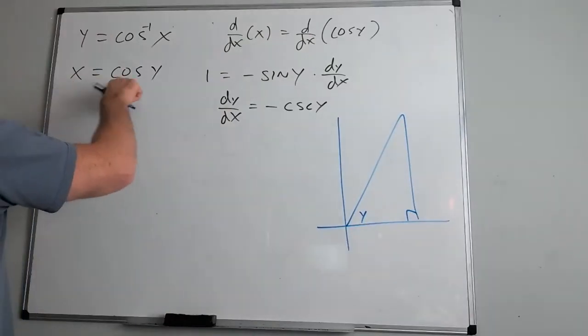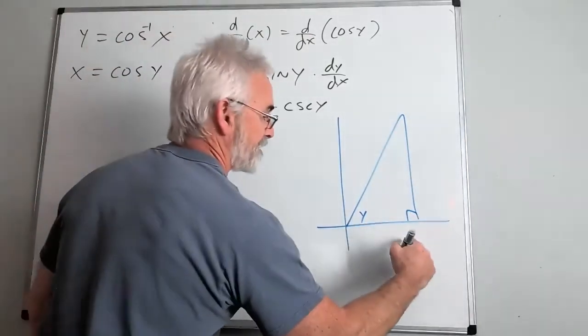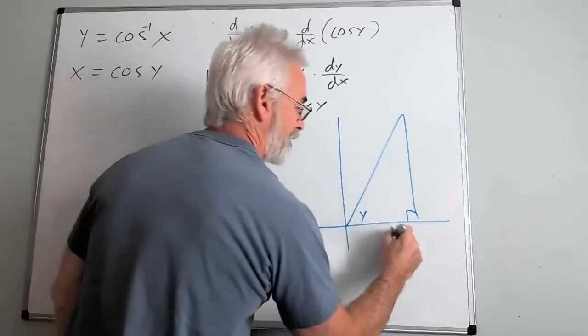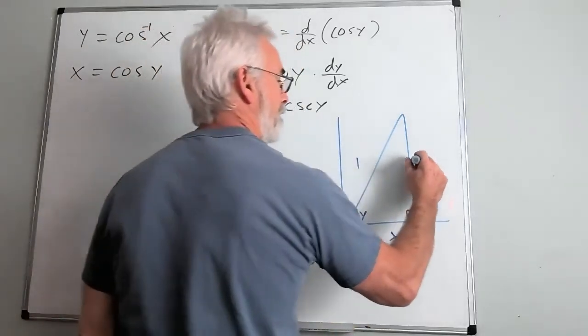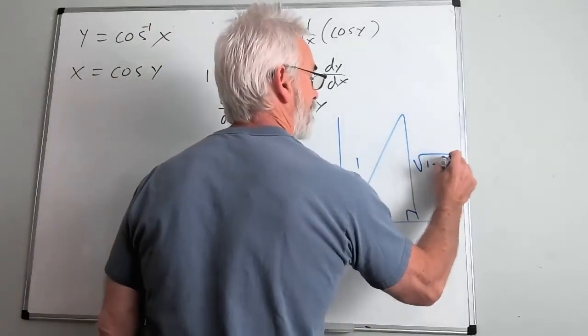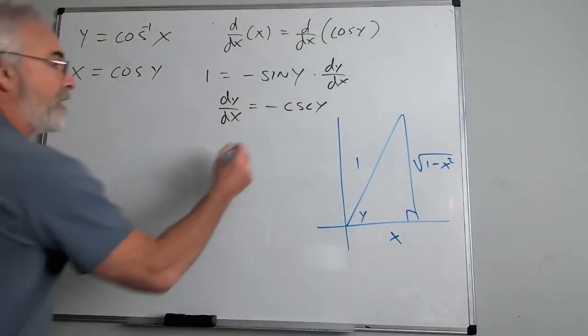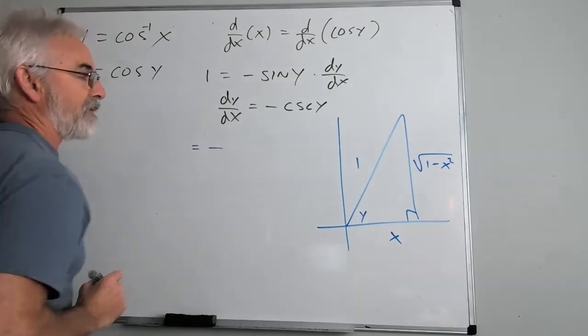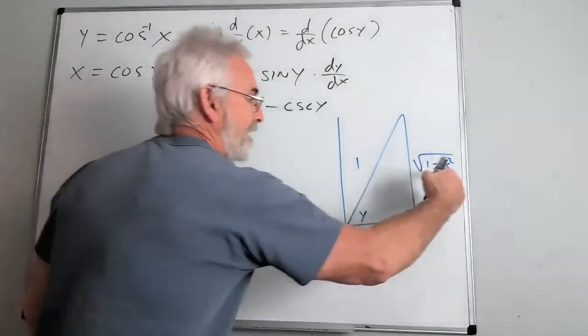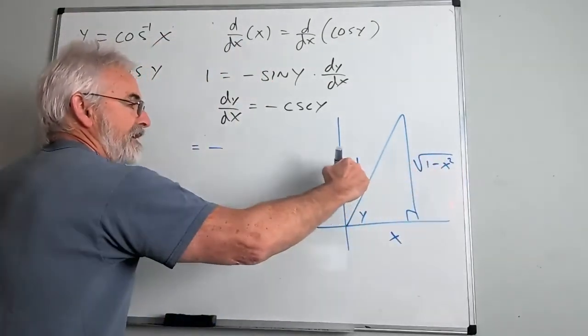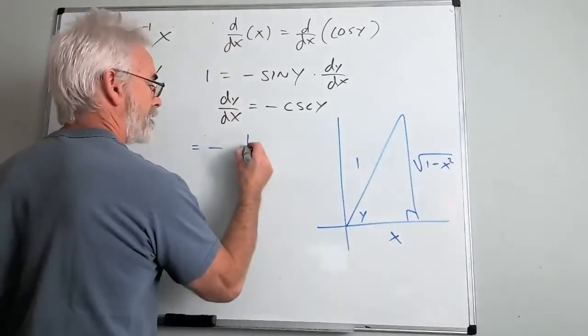So x equals the cosine of y. Cosine is this over this. So that would be the x. That would be the 1. So that's going to be 1 minus x squared. Okay. Therefore, my answer is the negative of what? Well, sine is this over this. So cosecant is this over this.